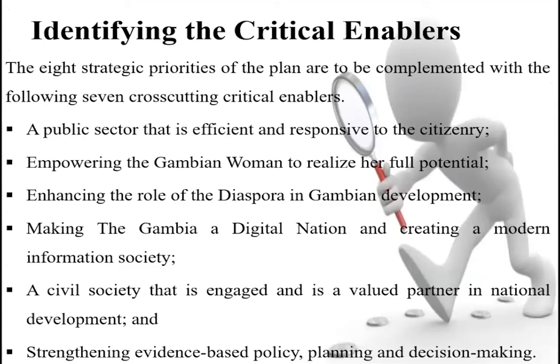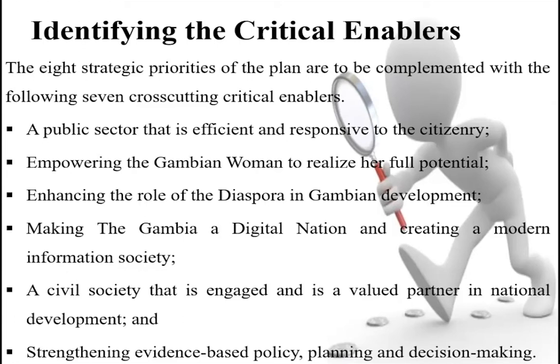A public sector that is efficient and responsive to the citizenry is very important. It's part of the enabling environment, which we mentioned in Module 2, as also a prerequisite. The second enabler is empowering the Gambian woman to realize her full potential. That is the gender dimension. The gender dimension is brought into focus, that empowerment of women, so that resources can be fairly and equitably distributed, so that inequity can be reduced in the system as growth and development unfold.